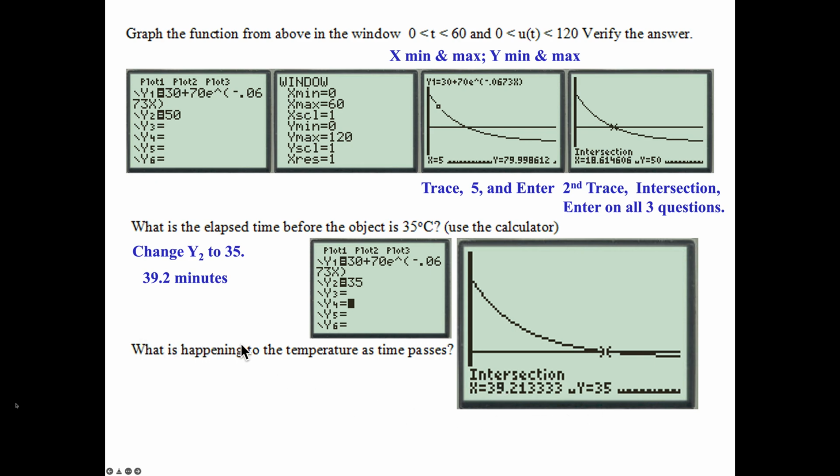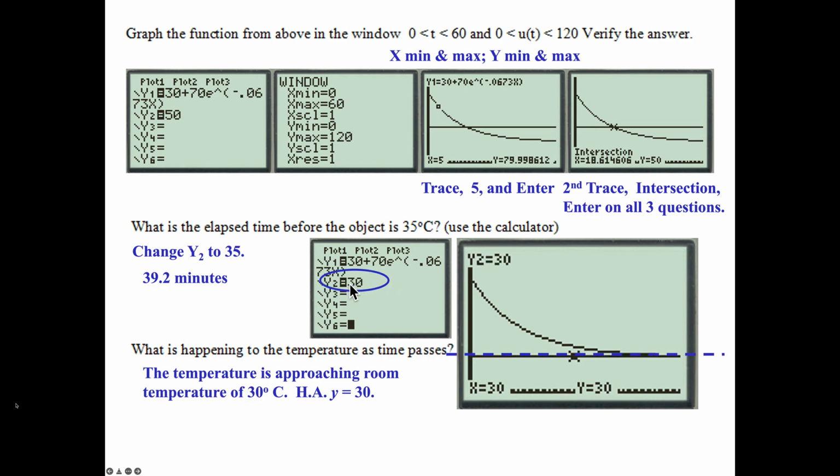What is happening to the temperature as time passes? Well, if you think about the formula right here, this is my constant. Think about your transformation rules. Your horizontal asymptote went from 0 to 30. It has to approach room temperature. So I changed y2 to 30, graphed it, and you can see the curve is completely above the line on your graph. All right, so that wraps up our 6-8.